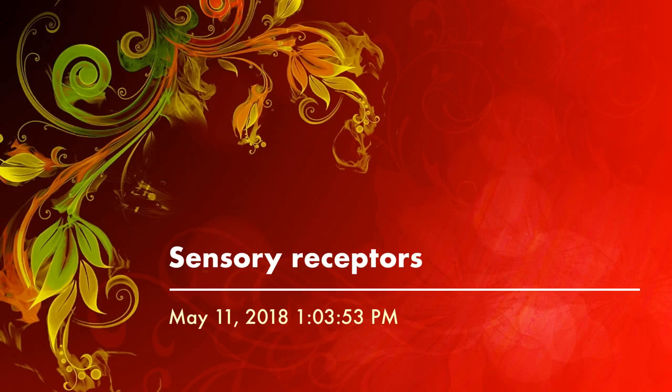It's also multipolar. So the cell body and the dendrites are in the thalamus. For the third sensory neuron? Yes. Our third order neuron, the cell body and dendrites are in the thalamus.